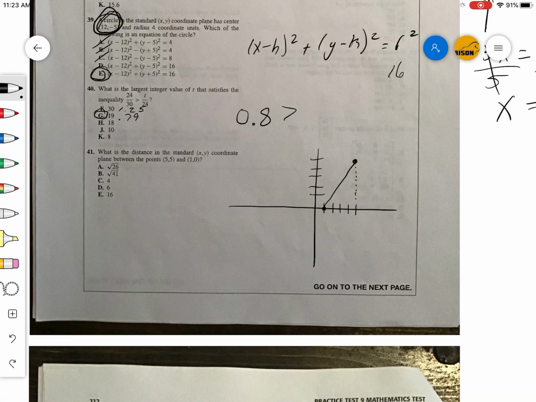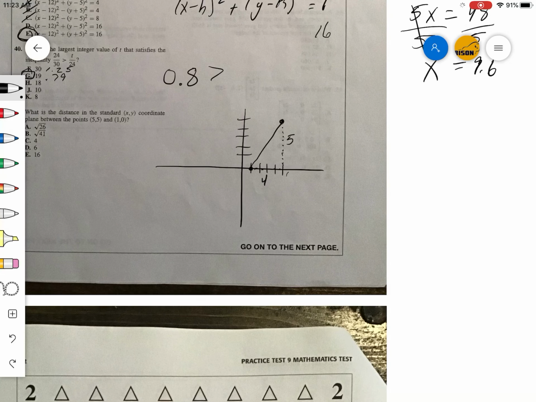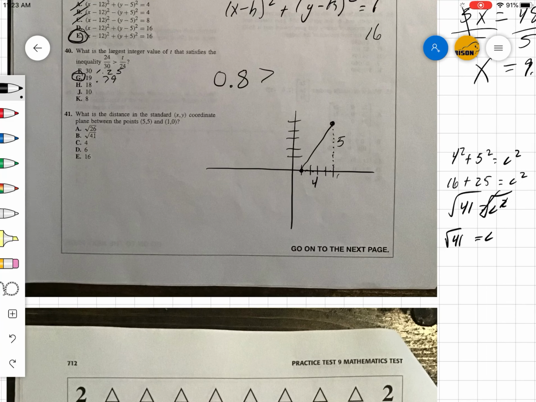Well, we know that our best option is we just create a little right triangle and do the Pythagorean theorem because we can't remember the distance formula. So if we're going up 1, 2, 3, 4, up to 5, this one's going all the way up there. That one's 5. We can do the Pythagorean theorem on that little triangle right there. So we're looking for the hypotenuse. So that would be 4 squared plus 5 squared is equal to c squared. So 16 plus 25 is equal to c squared. That's going to be what, 41? And then we take the square root. So c is the square root of 41, which happens to be answer choice B.